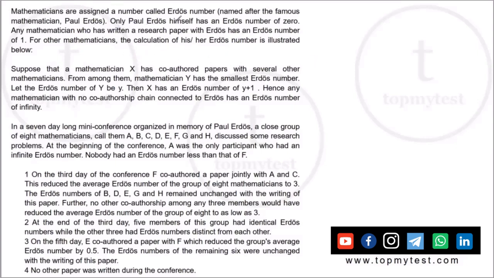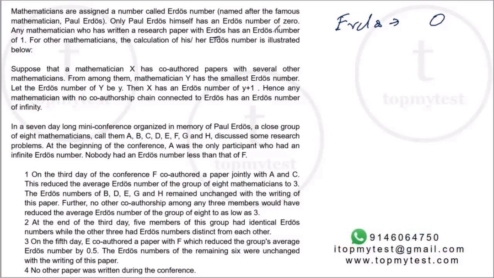Okay, so let's go through this part. So only Paul Erdos has an Erdos number of 0. So everyone is looking at this Erdos number. Now it says any mathematician who's written a research paper with Erdos has an Erdos number 1. So if I have co-authored or co-written a paper with Erdos, my number will be 1. My number will not be 0. Only he can have the number 0. Right? For other mathematicians, the calculation of his or her Erdos number is illustrated below.